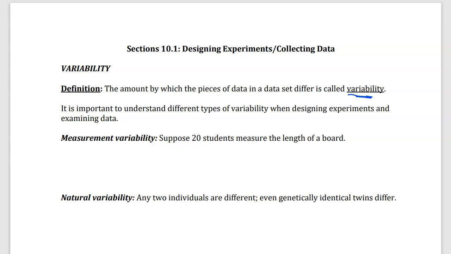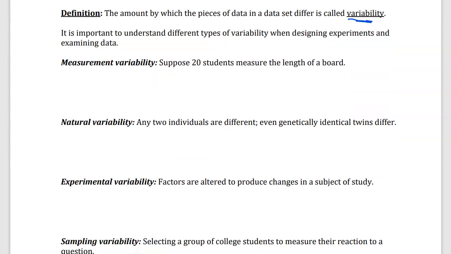So when you look at a set of data, it's important to measure variability or look at different types of variability. There are different types of variability, and so you have to pay attention to those when you actually design experiments. And what we mean by different types of variability, there are, first of all, measurement variabilities.